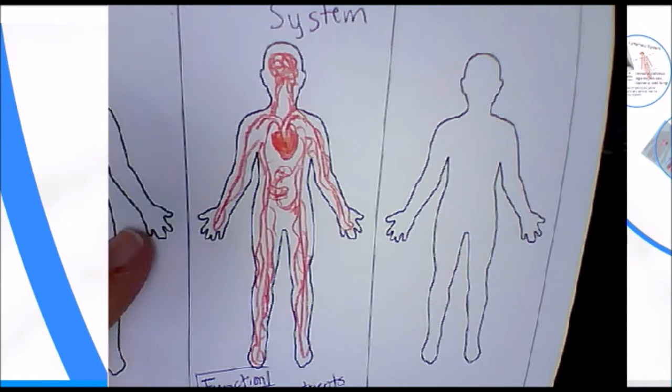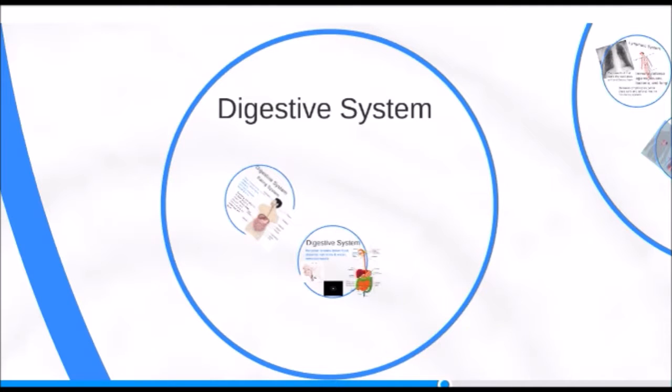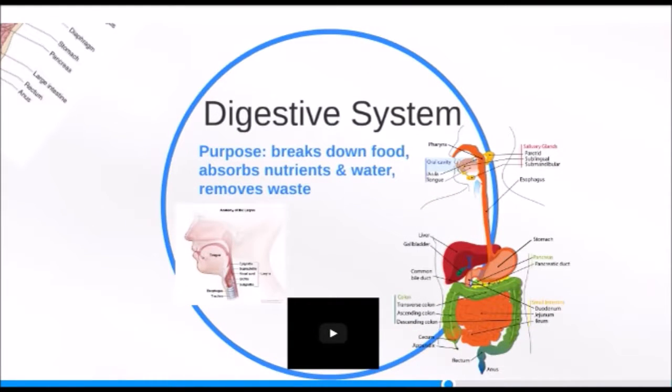Now on to the part of the body which I very inappropriately call the poop train. This is the digestive system. The digestive system is how your blood actually gets food in the first place. And then it's also where your blood dumps all of the junk when we're done with the food as well. So the digestive system, the purpose is to break down the food, absorb nutrients and water, and then remove the waste products.